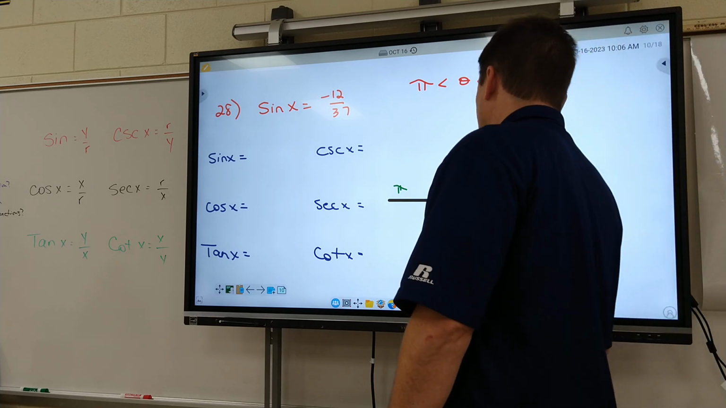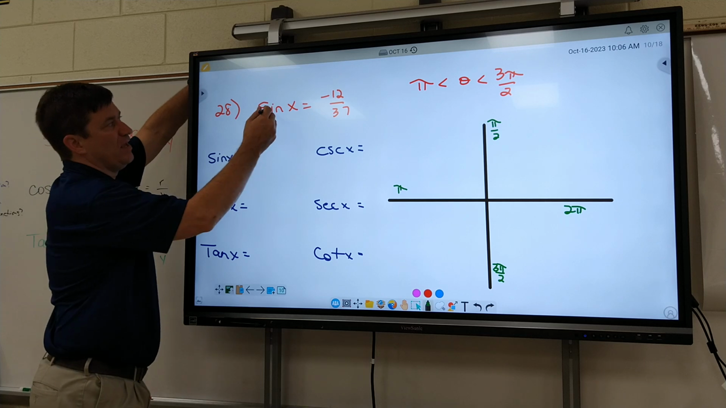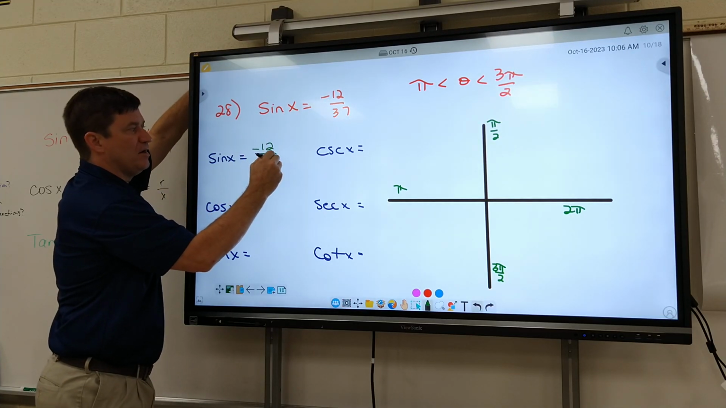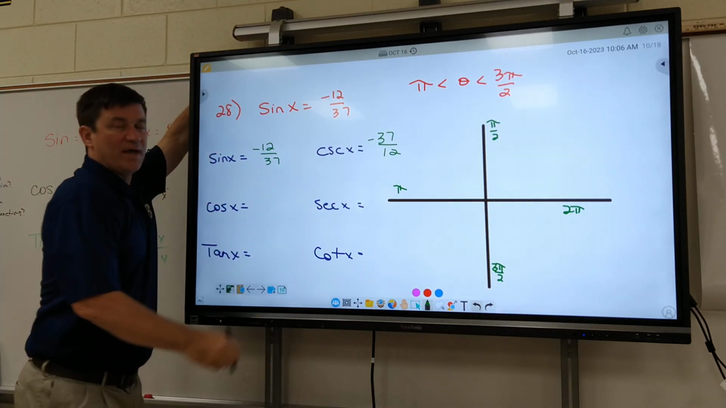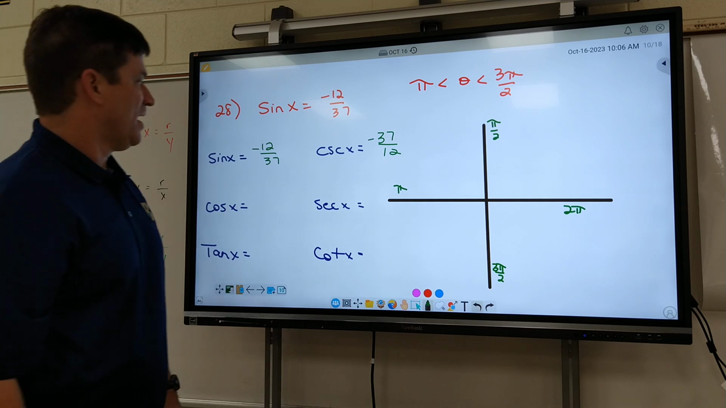All right, so first thing we're going to do on 28. Ashlyn, they are giving us the answer for sine, so I'm going to go ahead and write that answer right here. I'm going to go ahead and flip it and write it right here. Go ahead and do that. So you only got to find the other 4 answers on this. All right, next thing we got to do.